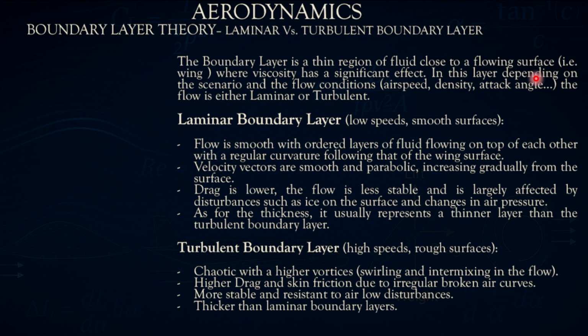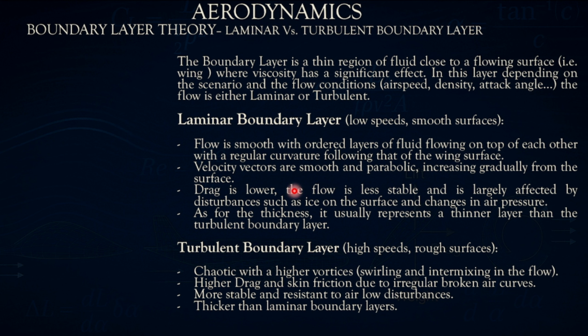In this layer, depending on the scenario and the flow conditions, such as airspeed, density of the air, attack angle, etc., the flow is either laminar or turbulent. Let's take first a laminar boundary layer. This boundary layer exists for low speeds and smooth surfaces. The flow in such a case is smooth, with ordered layers of fluid flowing on top of each other with a regular curvature following that of the wing surface. Velocity vectors are smooth and parabolic, increasing gradually from the surface.